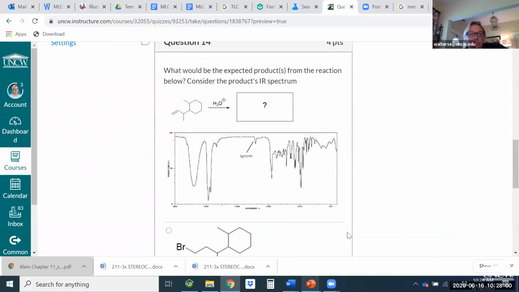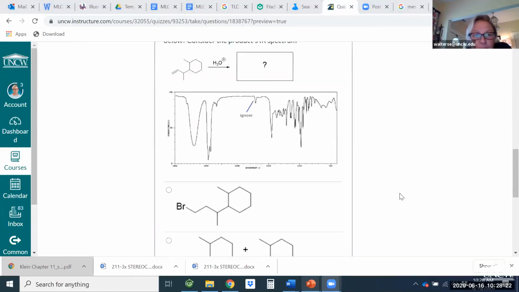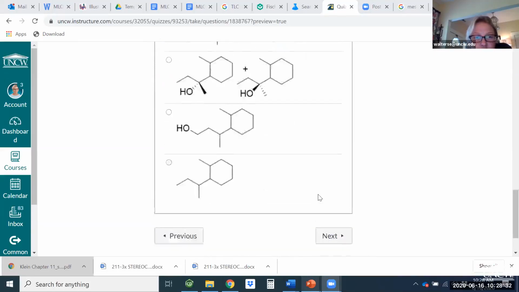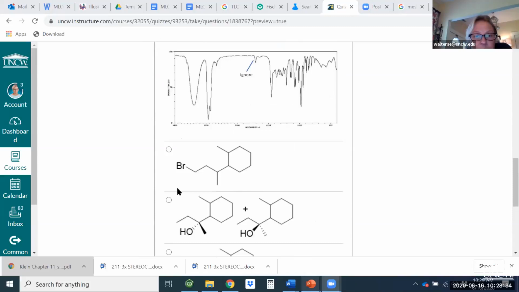Okay, so this is your substrate alkene. The acid here means acid catalyzed hydration. That means you're going to make a Markovnikov alcohol, and you see the alcohol stretch right here. So when you look at your options, you have to be sure that you have your alcohol on the more highly substituted carbon. And that would be this mixture.